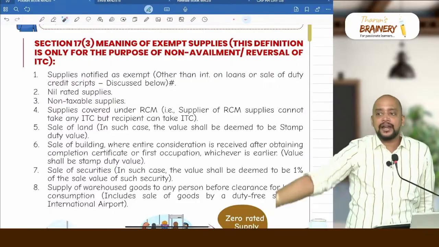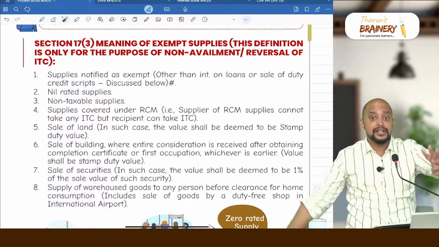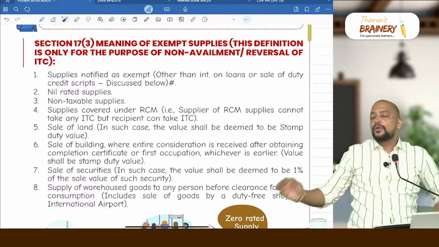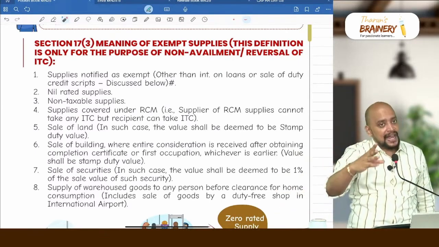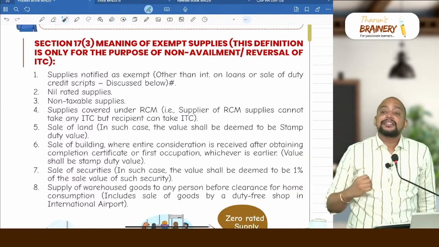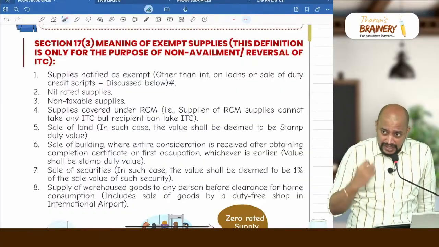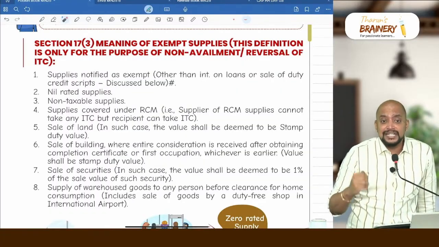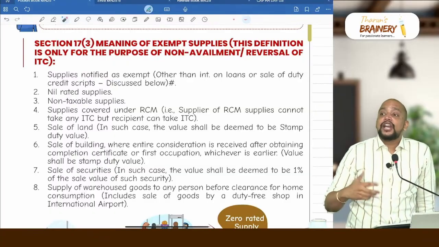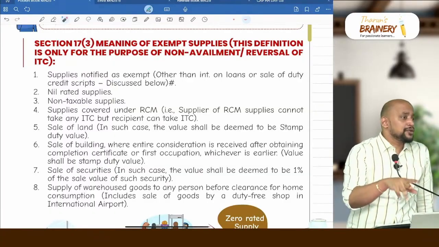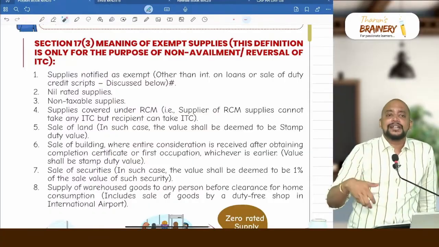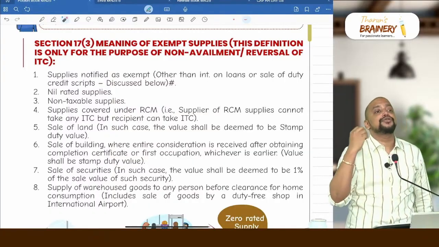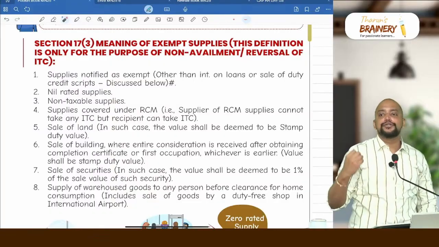In addition to that, there are 4 transactions which are not at all supply but treated as exempted supply. What are they? Sale of land, sale of building, where the entire consideration is received after obtaining completion certificate or first occupation, whichever is earlier. And then sale of securities. Securities are neither goods nor services, but they will be treated as exempted for the purpose of ITC. Then sale of warehoused goods under customs.